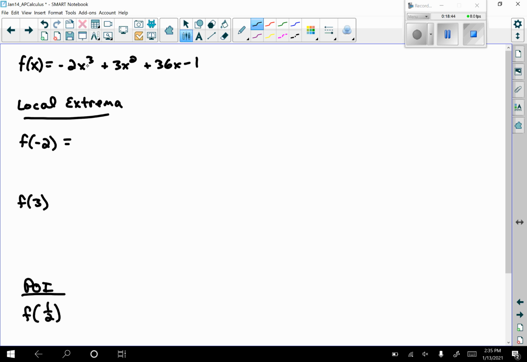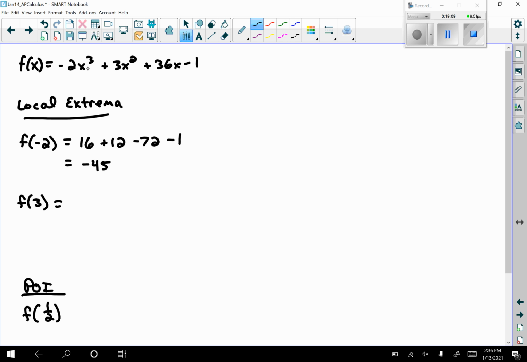All right, so -2 cubed is -8 times a -2. That's going to give us a 16. -2 squared is 4, so that's going to give us a plus 12. Then minus a 72 minus a 1. This will give us 28 minus 73, which is a -45.